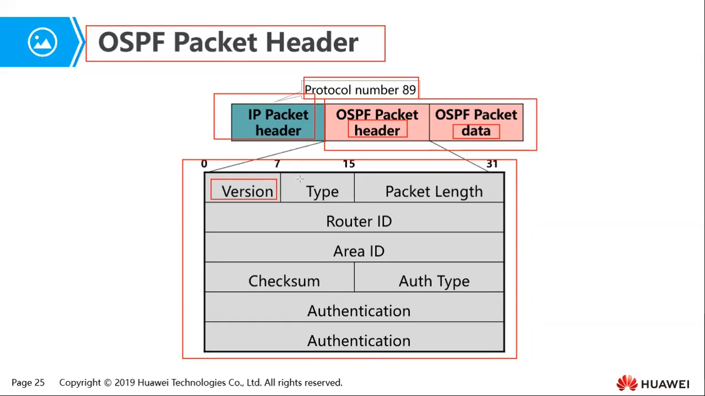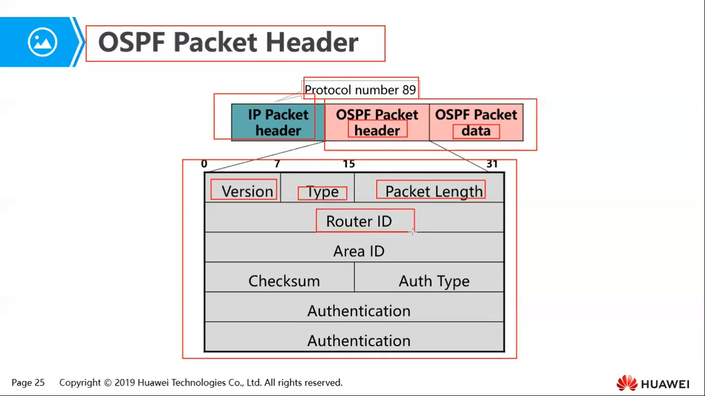Then we have the type. This is where the OSPF packet type is specified. Is this an LSR? Is this an LSU? Is this a DD? What type of packet is it? Then the packet length is the length of the entire OSPF packet in bytes, so the length of both the header and the data that it carries. So that's the packet length.